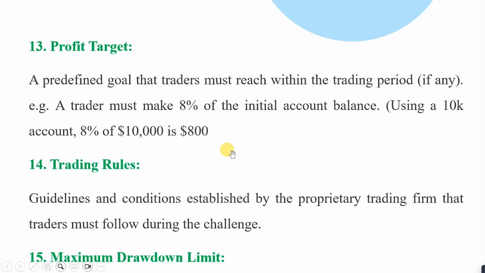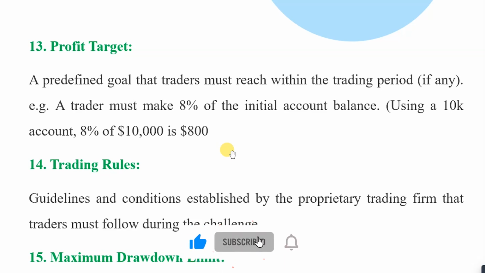Now, what is a profit target? A predefined goal that traders must reach within the trading period, if any, because most prop firms will ask you to make 8% within 30 days, while some will not give you limits. They will just say make 8%, and anytime you are able to make the 8%, then you have passed that challenge.